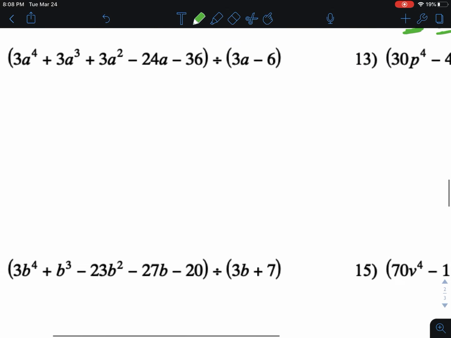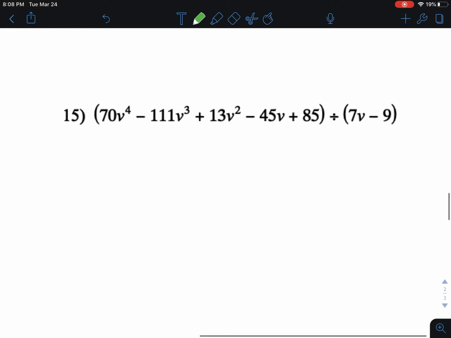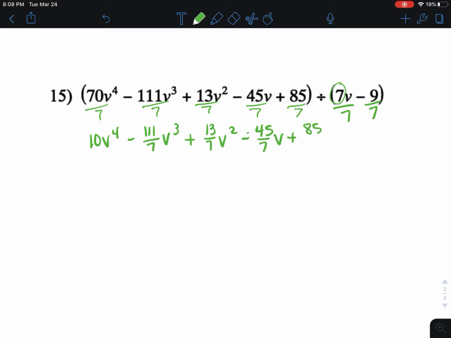Let's jump down to 15. I'm going to kind of just work kind of around. I want to do this one just because it looks longer, so it looks intimidating, but trust me, it's not that bad. All right, so we're going to divide everything by 7 to begin with because of this 7. So divide by 7. All right, so then 70 divided by 7 gives me 10v to the 4th minus 111 sevenths v to the 3rd plus 13 sevenths v squared minus 45 sevenths v plus 85 over 7. And we're taking all of this and dividing it by now v minus 9 sevenths.